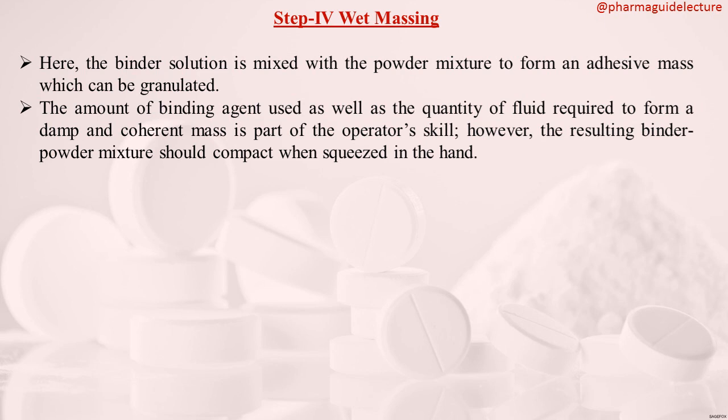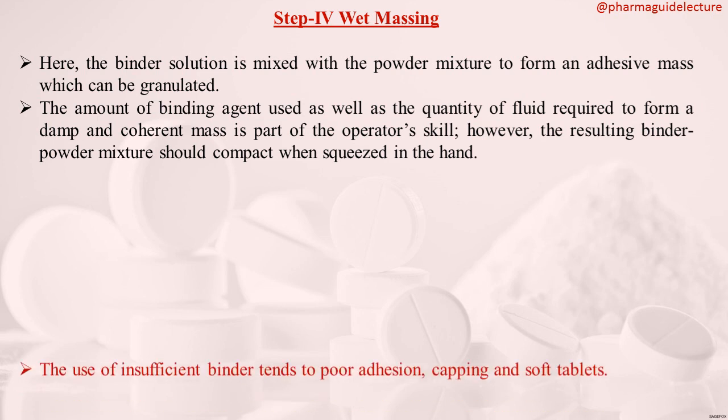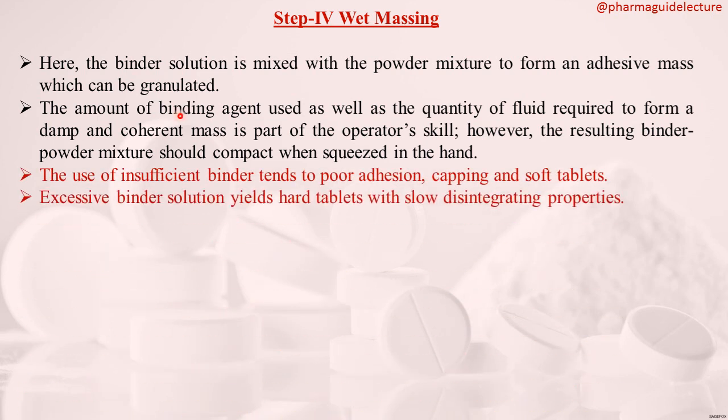Nowadays, torque meters are attached to high shear mixer granulators, which will show you that the end point is achieved. There is a range of torque within which you have to keep. When the reading is within that range, that indicates the end point of the formation of the damp coherent mass is achieved. The use of insufficient binder tends to cause poor adhesion, capping, and soft tablets. Insufficient binder results in softer granules, which results in poor adhesion, capping, and formation of soft tablets.